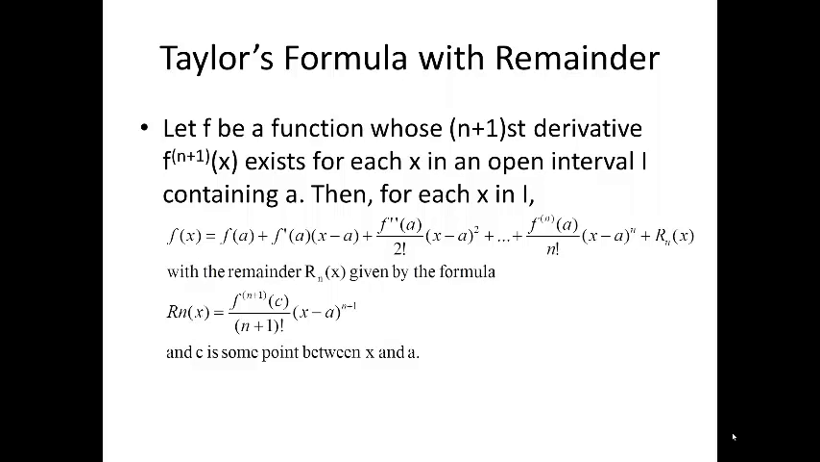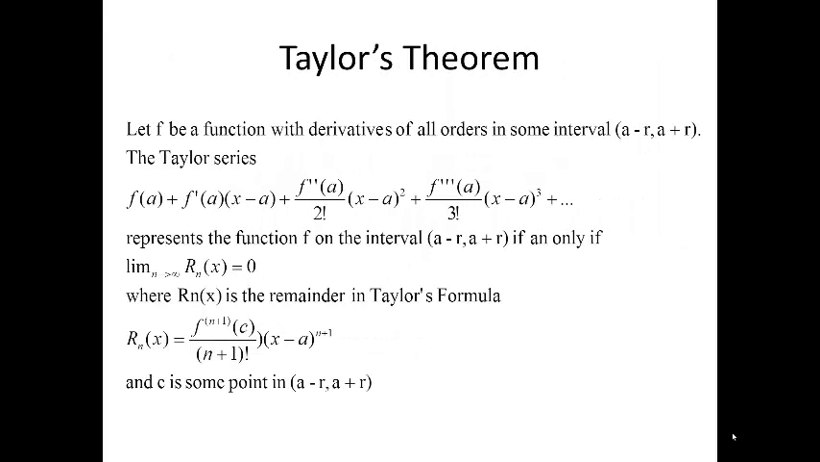Now, we're interested in finding out whether a function f can be represented by a power series in x minus a. And this is Taylor's theorem. Let f be a function with derivatives of all orders in some interval a minus r to a plus r. The Taylor series, f of a plus f prime of a times (x minus a), plus f double prime of a divided by 2 factorial times (x minus a) squared, etc., represents the function f on the interval a minus r to a plus r. And here's the if and only if, so it goes bidirectional.